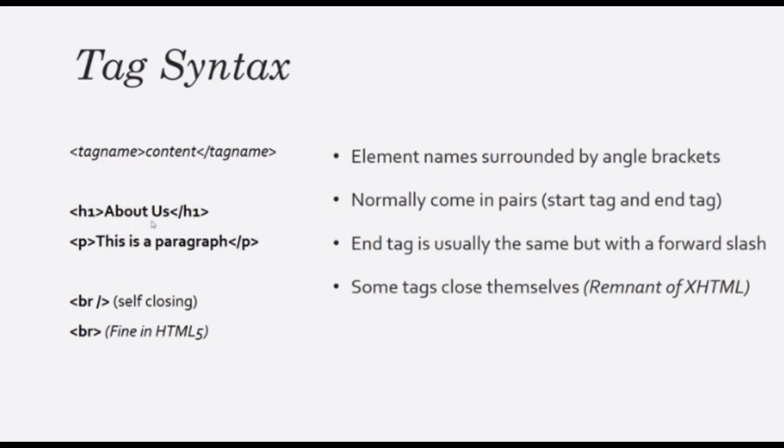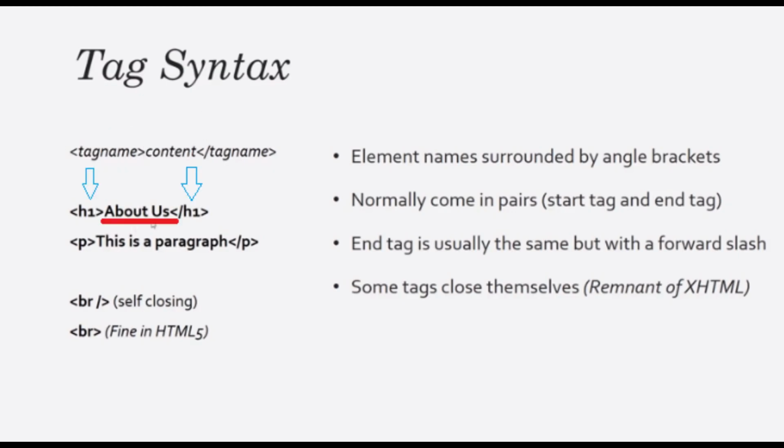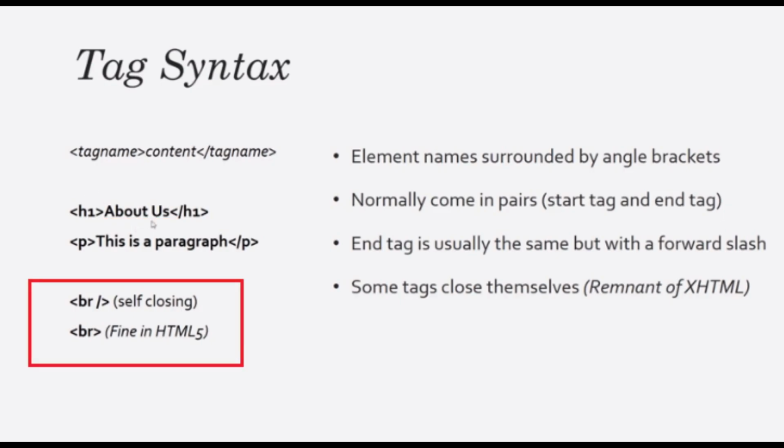Before we proceed, I'm going to talk about HTML tags. An HTML tag is the basic building block of any web page. Tags are element names surrounded by angle brackets, and a tag usually comes in a pair, a start tag and an end tag. If you look over here, we have a start tag and an end tag. In this example, About Us is the content and the content is surrounded by the h1 tag, and h1 is for heading. Have you noticed the br tag here, which is for line break? There is no opening and closing, it's just one tag and it's called a self-closing tag.